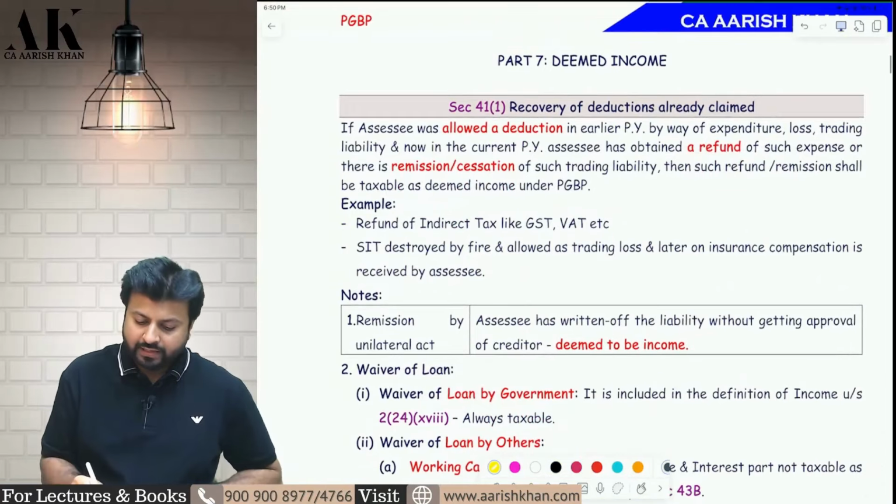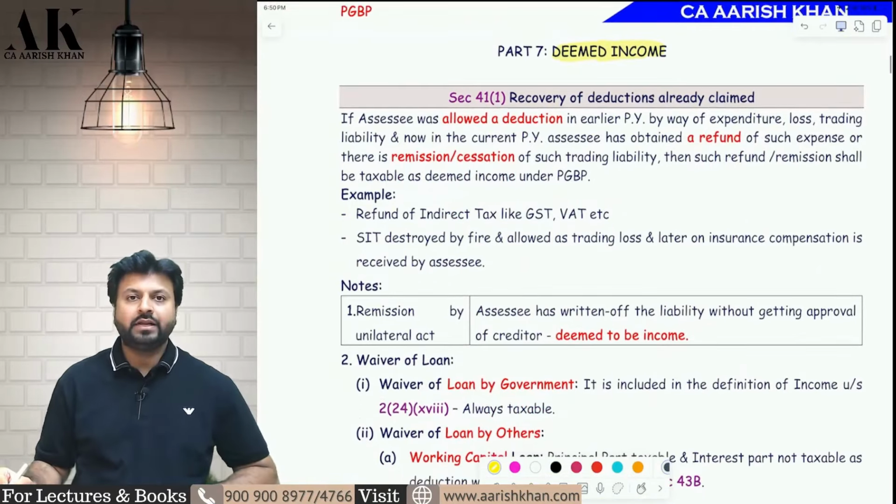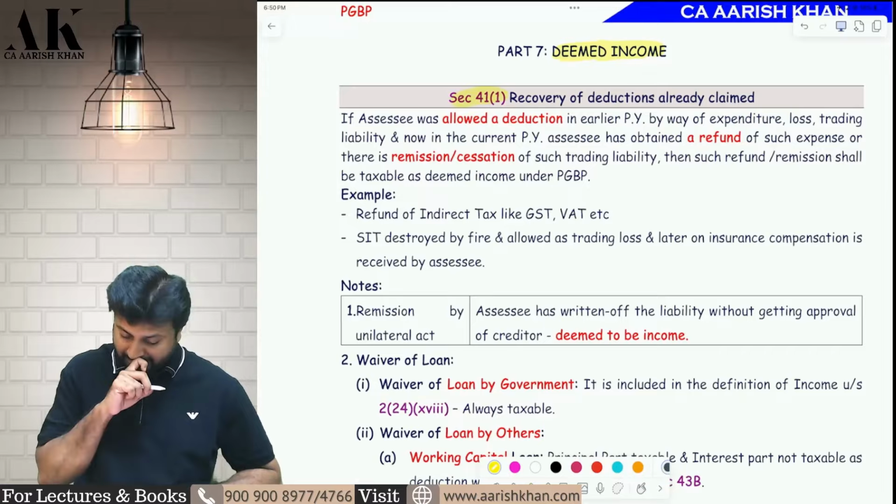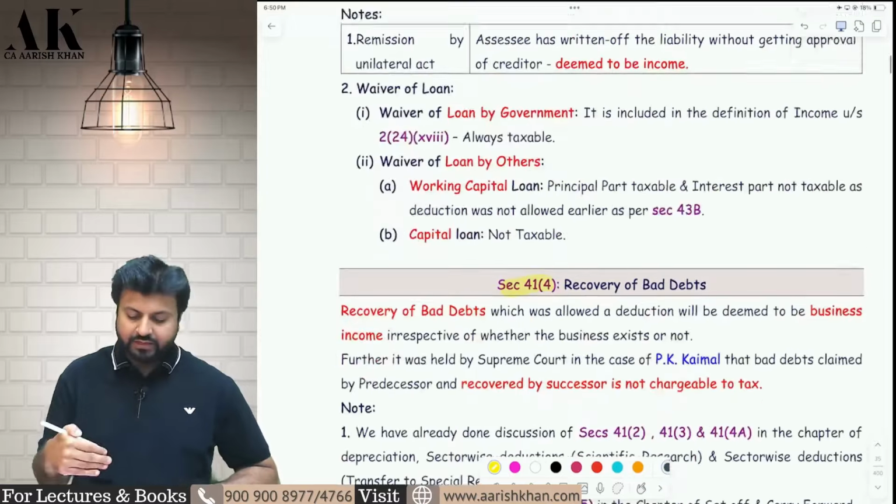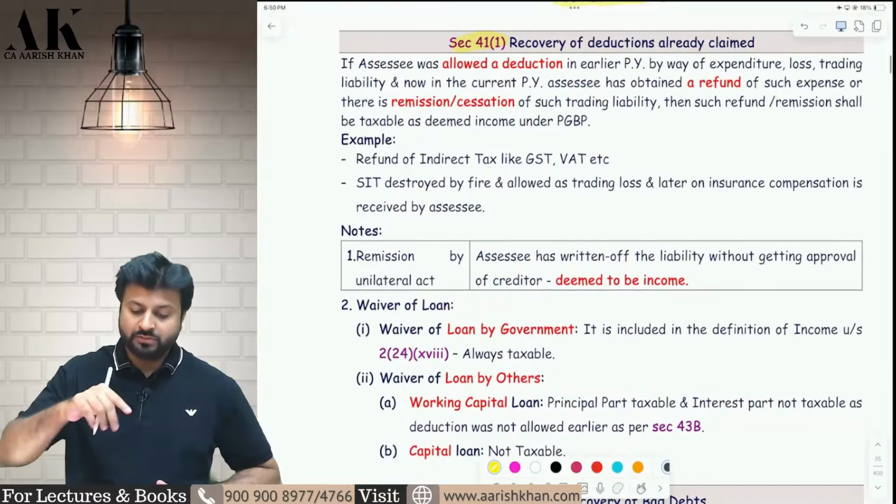Now let's go ahead with the next part, that is small part, that is deemed income. In deemed income, there are two sections which we need to address over here. One is 41(1), another is 41(4). 41(1) is very important, 41(4) is also important, but 41(1) is more important.